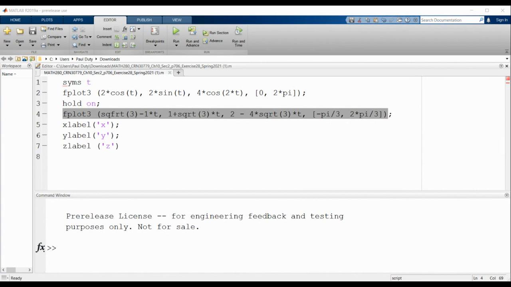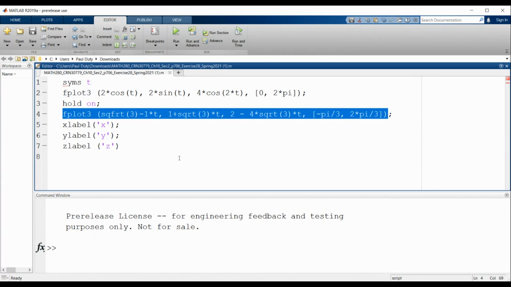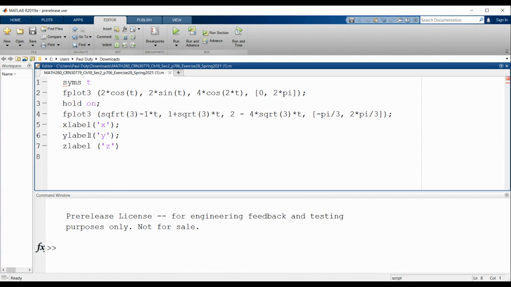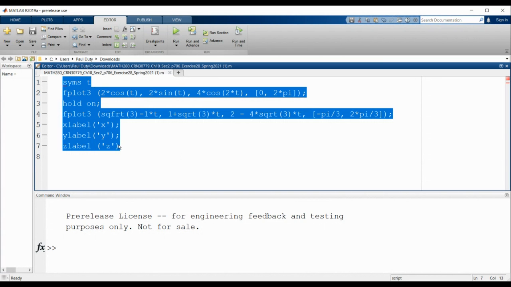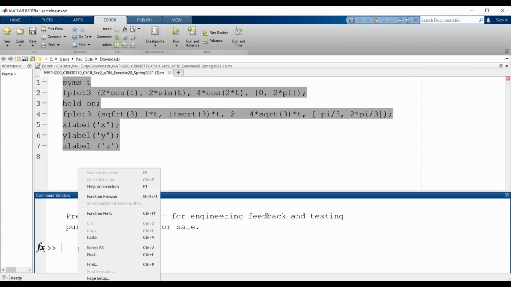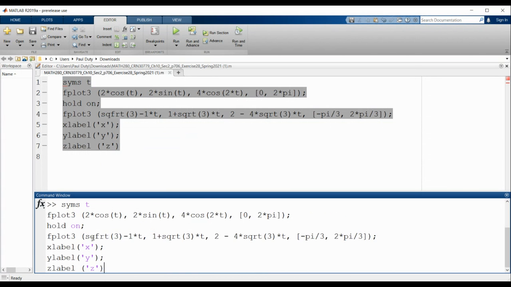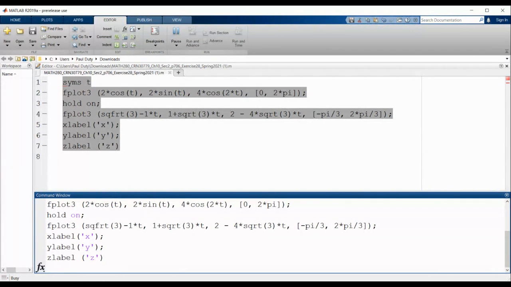It took me some time to figure this out. I didn't just do this, but I experimented just like a student would. And it's something you're able to do too. Okay, and then I want to label my x, y, and z axes. So I'm going to copy all of this, go to the command line and say paste, and then hit enter, and it should produce a graph.